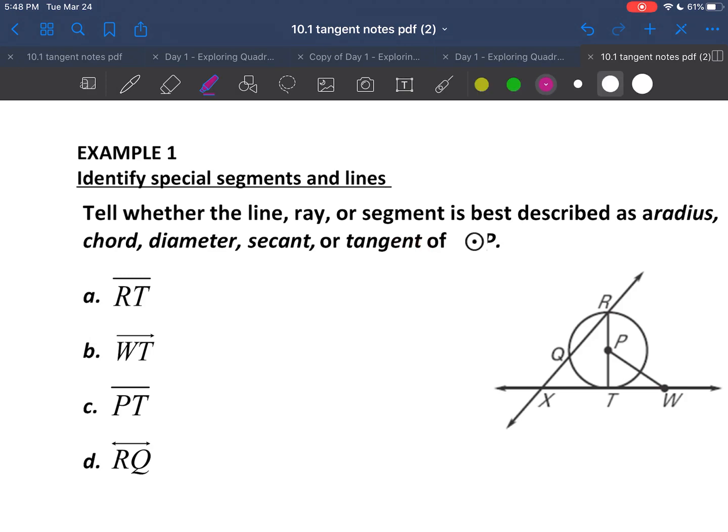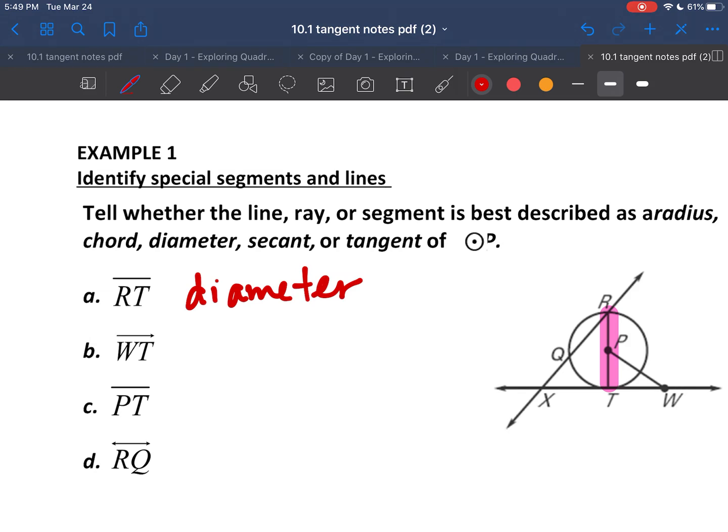All right, so RT. RT is right here. RT is a segment with endpoints on the circle, so it is a chord, but there's a better description than chord. It goes through the center. So I'm going to describe RT as a diameter. Okay, so RT is a diameter.